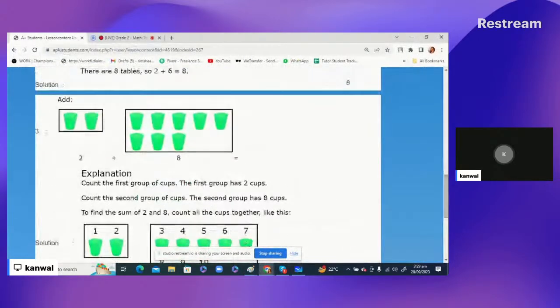Let's do this question. How many glasses are there? How many cups are there? Count it. How many cups in the first box? And then how many cups are in the second one? Let's count. One, two. Okay, the two is in the first one. And how much in the second? One, two, three, four, five, six, seven, eight. Now count it together. All of it together. Okay, count all of it together now.